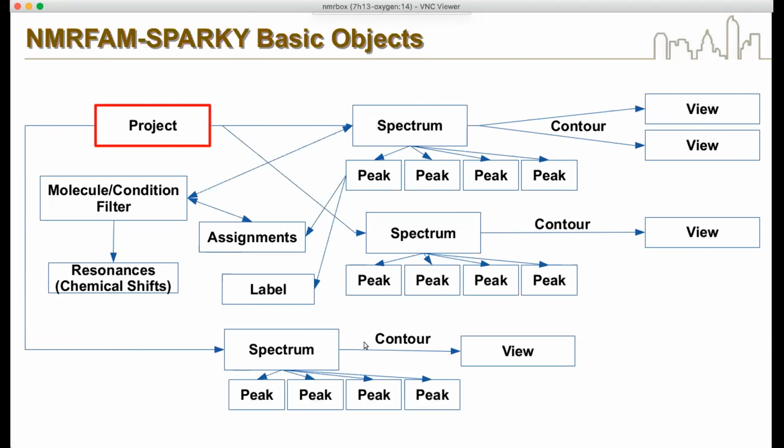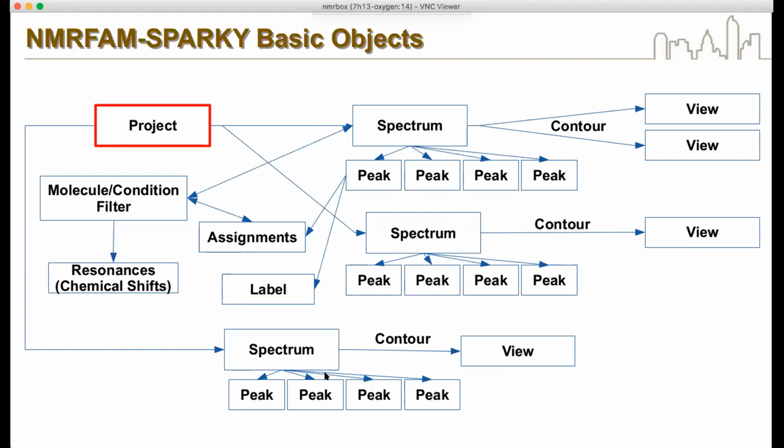And then the spectrum will contain the view information. I mean, that will be stored in the save file, such as contour level. You can change your contour level to see different illustration for your spectrum. So you can change the gap between contour lines and the level that you want to cut off as a noise threshold, and also the color of the contours and so on. So that is the basic object: view, spectrum, and project.